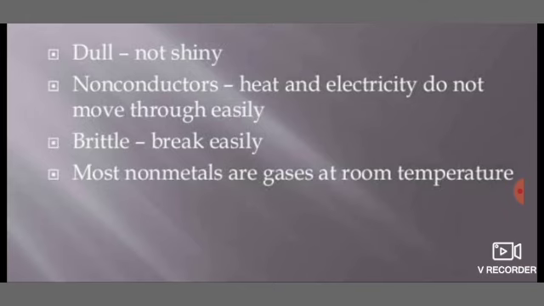So we can conclude that metals are shining in appearance. They are malleable. They are ductile. They are hard. They are solid at room temperature. They are good conductors of heat and electricity. But non-metals are dull in appearance. They are poor conductors of heat and electricity. They are brittle. And most of the non-metals are gases at room temperature.